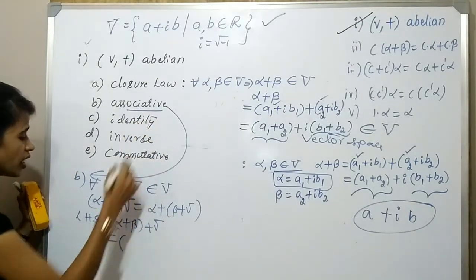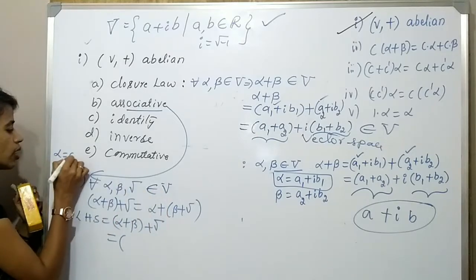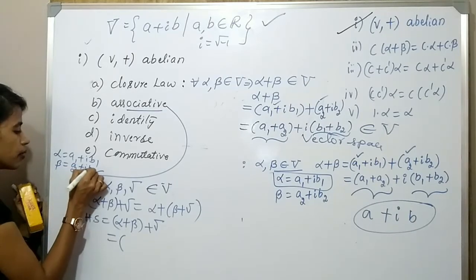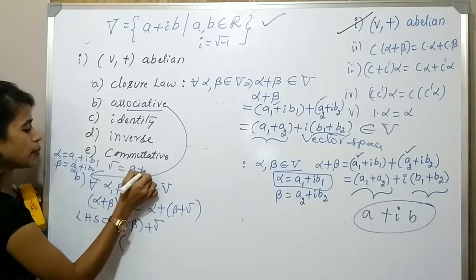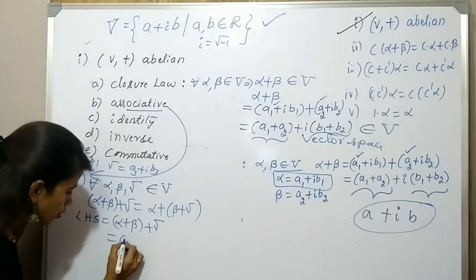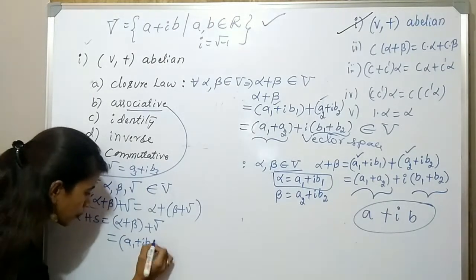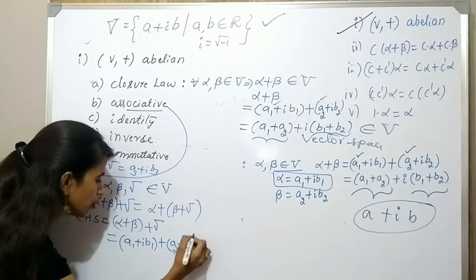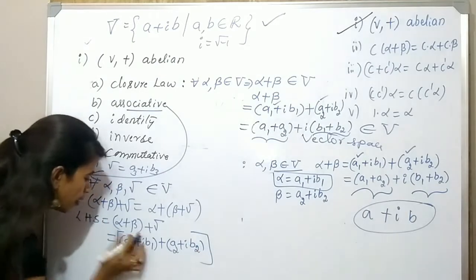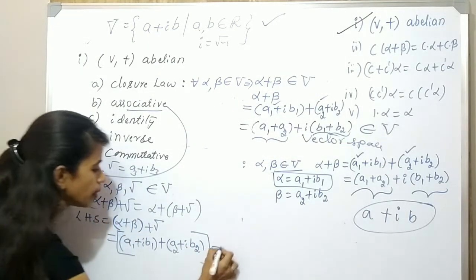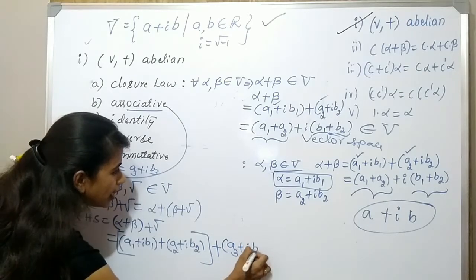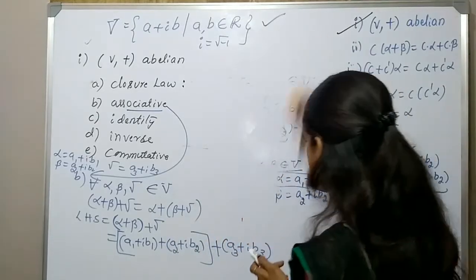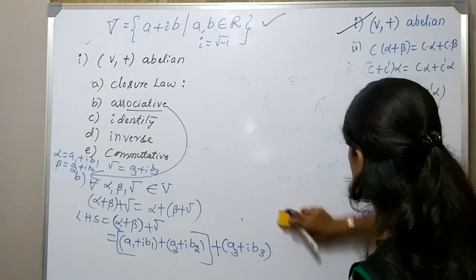Here alpha, beta, gamma belong to V. Alpha is A1 plus i B1. Beta is A2 plus i B2. What about gamma? A3 plus i into B3. So here A1 plus i B1, plus what is beta? A2 plus i into B2. These two are in the bracket, alpha plus beta in the bracket, plus gamma, which is A3 plus i into B3. So now simplify the bracket elements first.